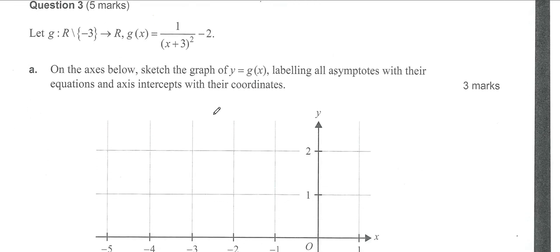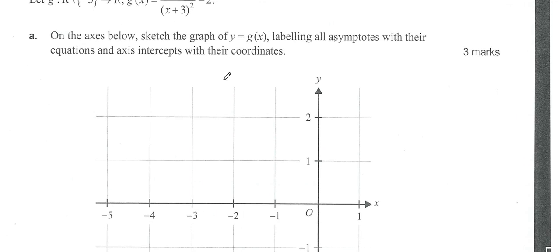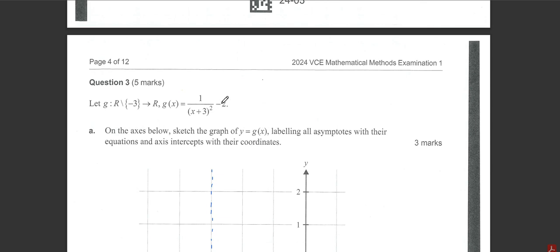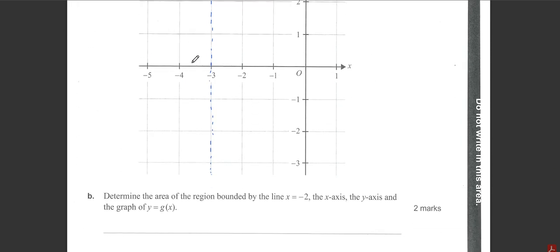All right, question 3, let g of x equal to this graph. Sketch the graph. Okay, so immediately, zoom out a bit here. Immediately, x equals negative 3. Because of x plus 3 squared, x can't equal negative 3. That is an asymptote. And then also y equals negative 2. Like this. And we do have to label them. So y is equal to negative 2, x is equal to negative 3.